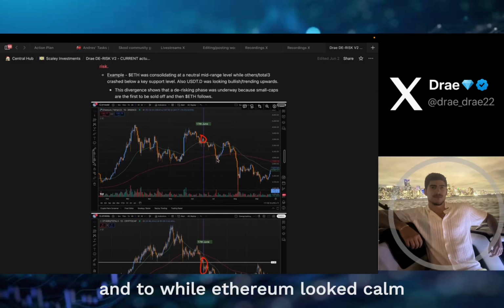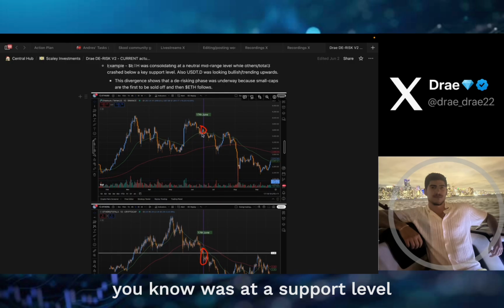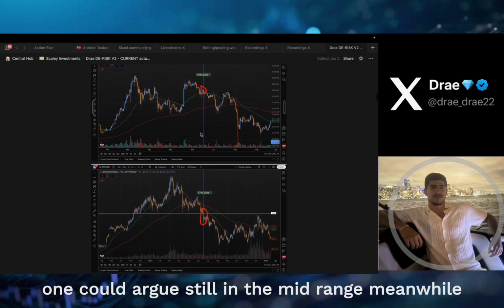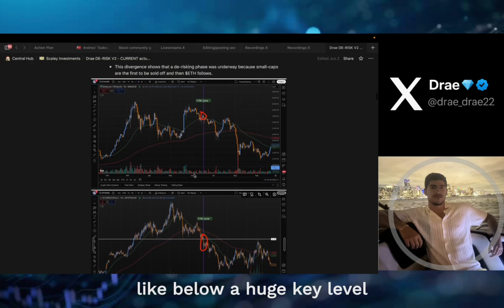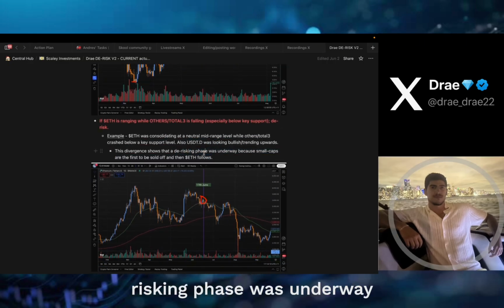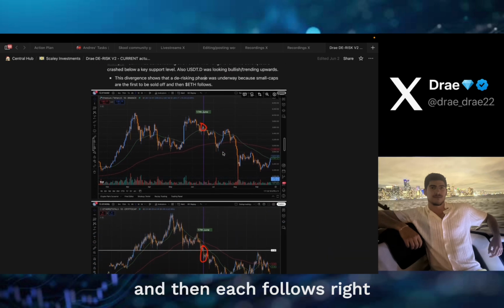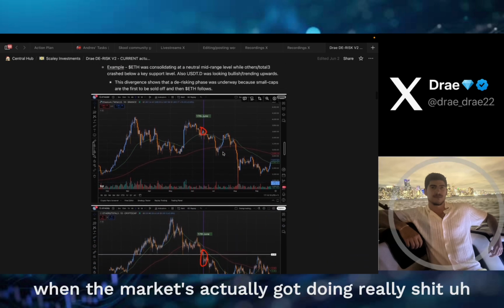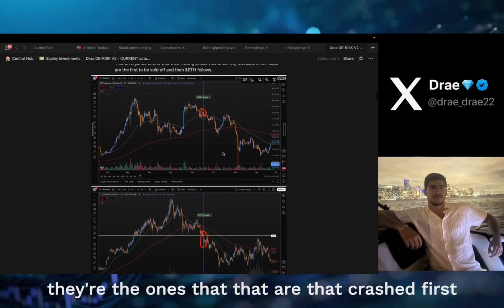And so while Ethereum looked calm, like it looked calm at this point still, you know, it was at a support level, one could argue, it was still in the mid-range. Meanwhile, others in total 3 was crashing like below a huge key level. And so that divergence showed that de-risking phase was underway because small caps are the first to be sold off and then ETH follows, right? Like when it comes to when the market's actually doing really bad, the most risky assets, they're the ones that crash first.